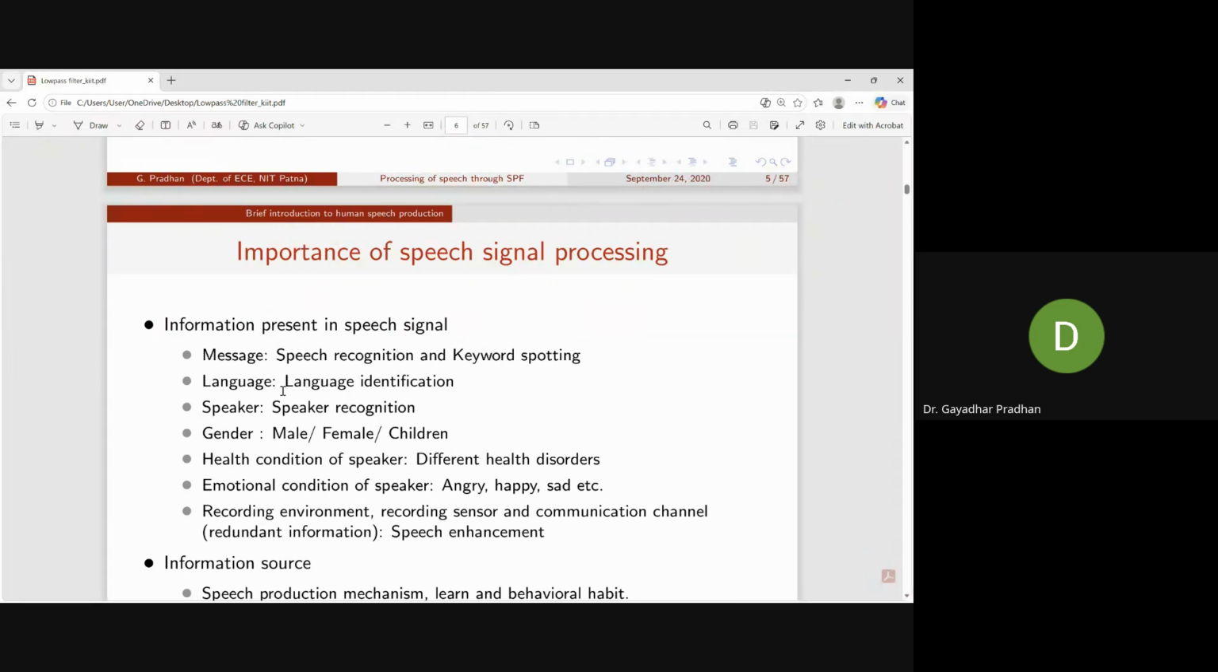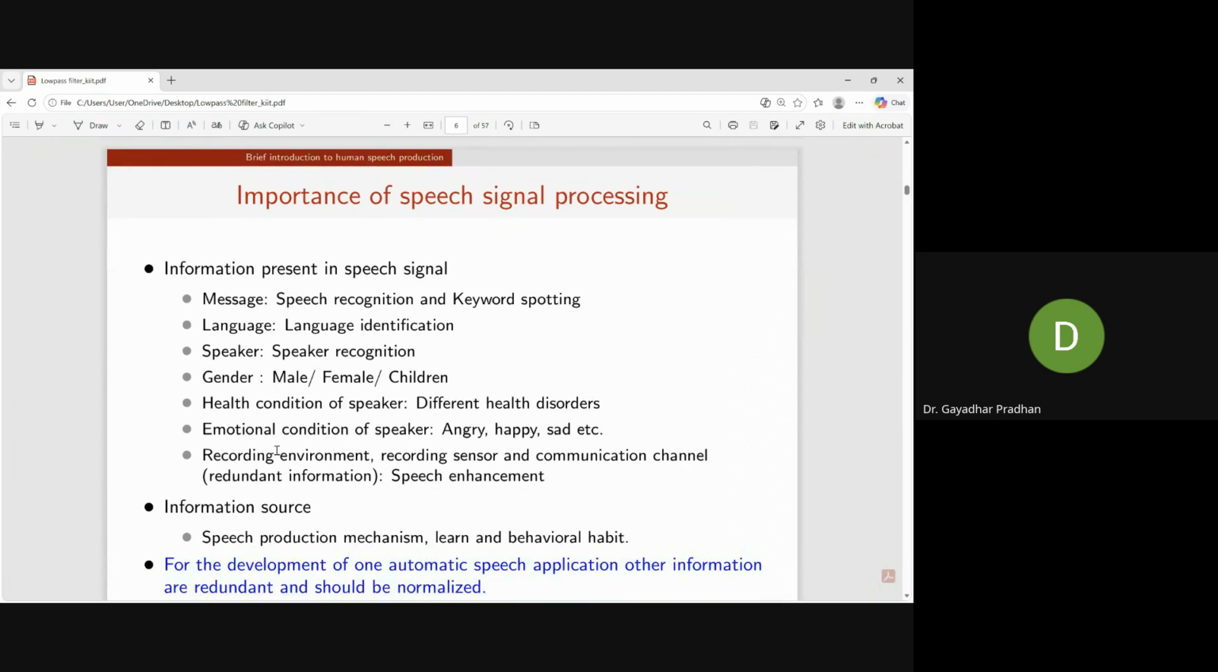There is language identification, which language it is, and language translation. Speaker recognition, who is speaking, gender, and health conditions also we can observe from speech, like Parkinson's disease, dementia, dyslexia, all those things we can detect from speech. We can detect emotion, and all those things are embedded in the speech. And when we work with the computer, the sensor also plays a role, and the environment, the background where we are recording, creates a challenge.